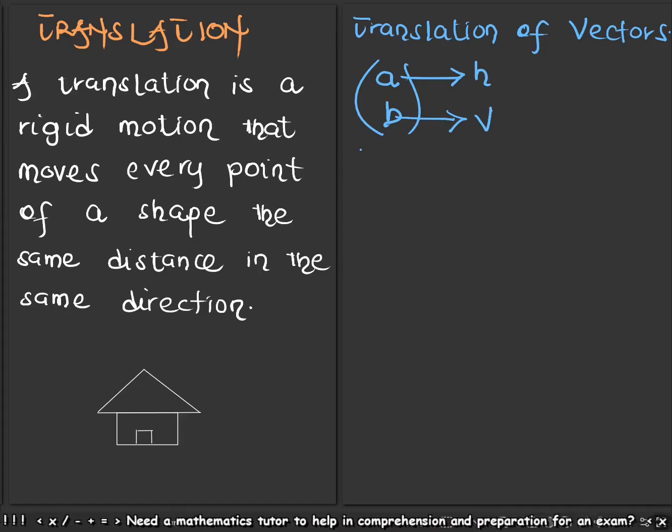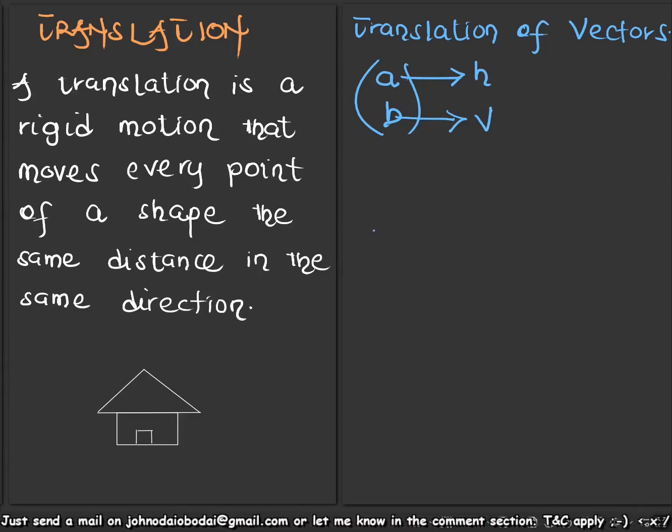So the a tells you how many units you should move horizontally. If it is a positive a, then you are moving to the right, the number of units. If it is a negative, then you are moving to the left a number of units. Then for the b, if it is positive, then you are moving upwards. If it is negative, then you are moving downwards.